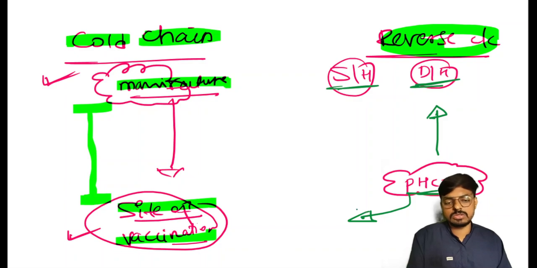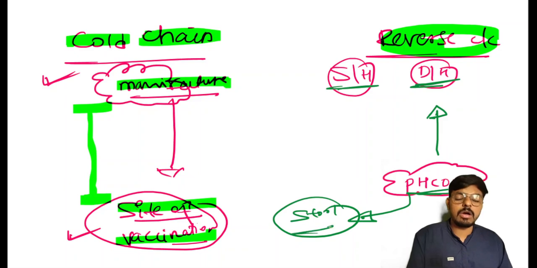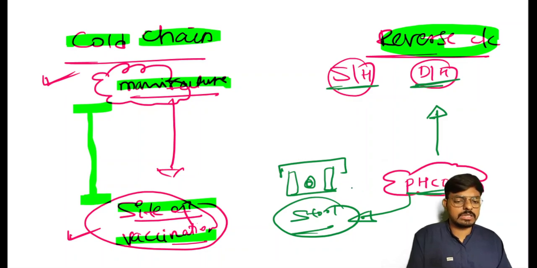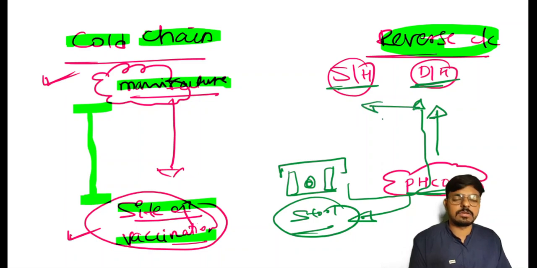In that situation, he has to collect the stool sample of the child and store it in the cold box. This cold box contains ice packs. So you have to store the sample inside the cold box, and by maintaining the proper channel, he should send it to the district hospital or to the state hospital for testing.